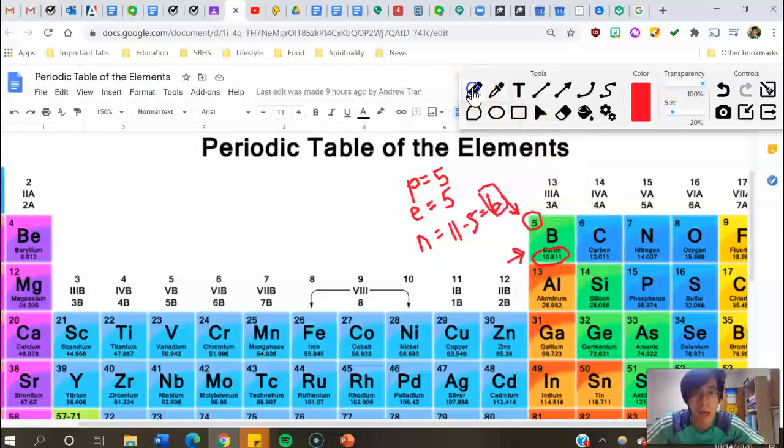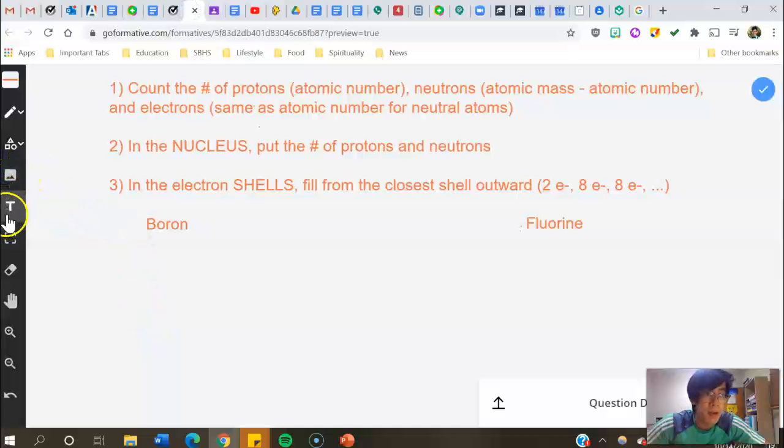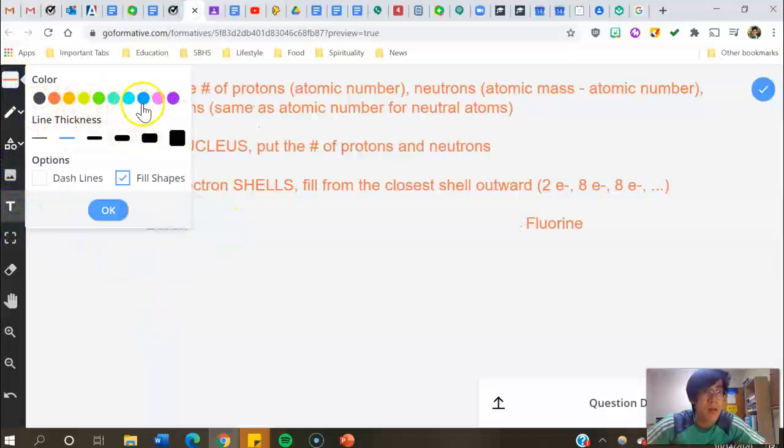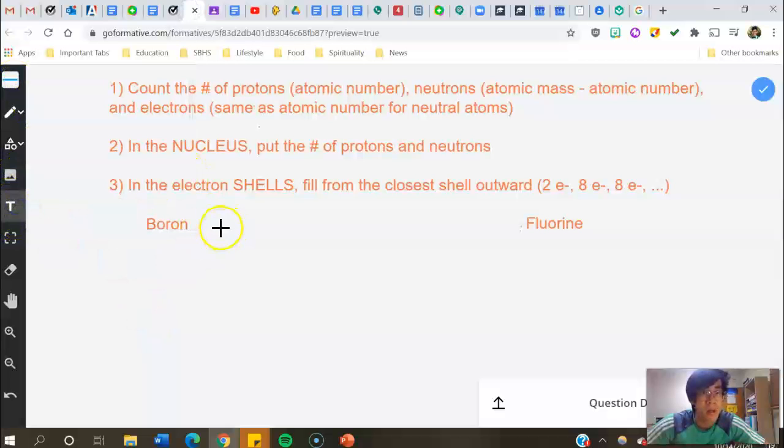And I'll quickly transfer that onto the Go Formative right here. So use this text box function to make it neater, and let's use a different color. Let's use blue. And then I'm going to say P is equal to 5, electrons is equal to 5, and then neutrons is equal to, what was it? 11 minus 5 is equal to 6. Okay, so I'll just write that so it's easy to remember.